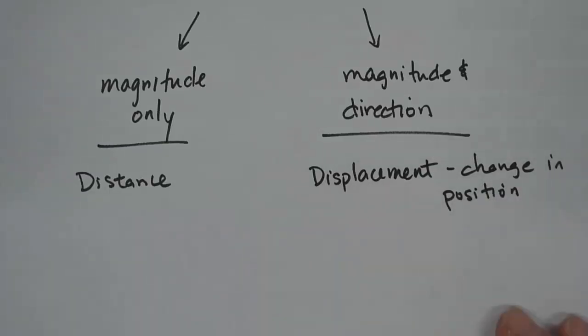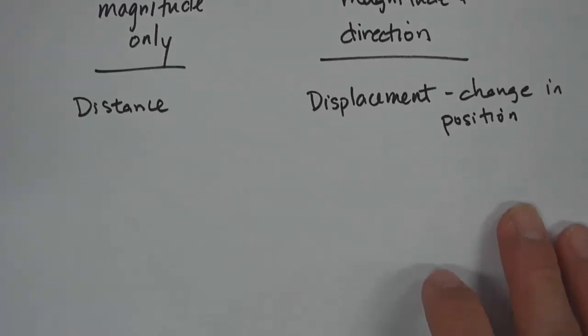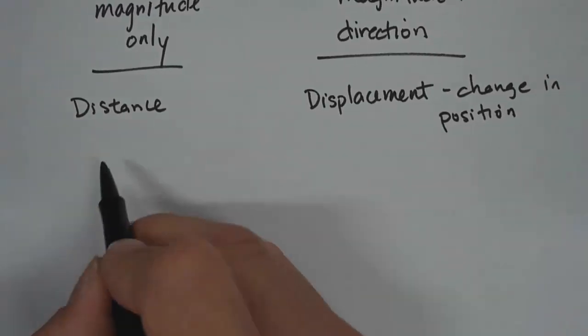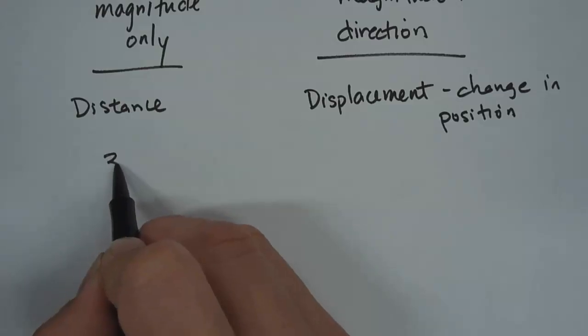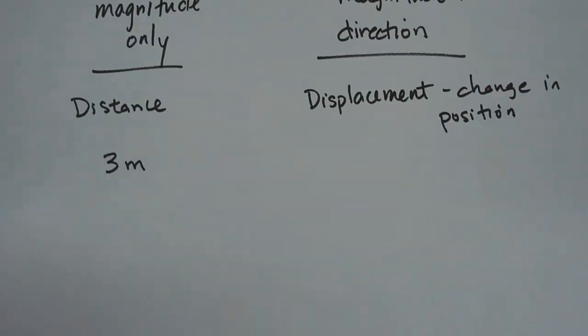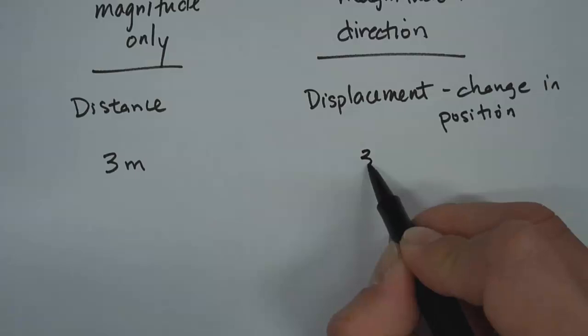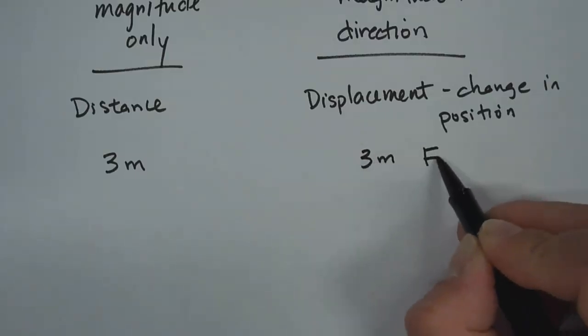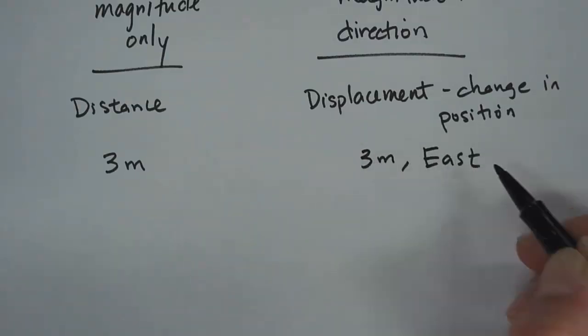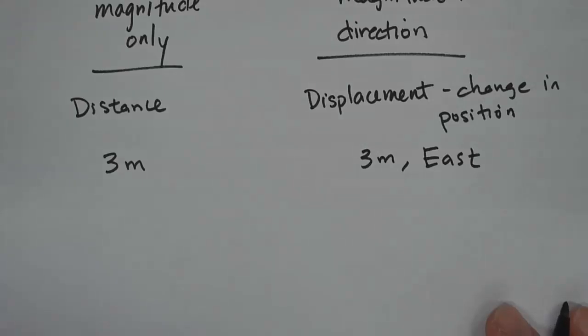Distance is the amount of ground covered. On your car, it would be your odometer reading. Displacement would be your change in position, and this would indicate direction as well. So here's an example. I could say 3 meters, that would be distance, but if I said 3 meters east, that would be displacement. Okay.